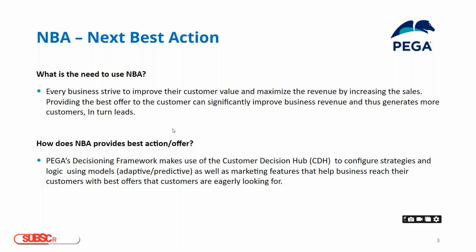So this entire course will focus on how to effectively promote the business products and services to the customer, which is also called next best action, which is nothing but the right offer to the right customer at the right time. So how does Pega NBA provide this? How do they achieve this? The Pega Decisioning framework is purely built with all the features that will help the business to promote their products and services effectively to their customers.